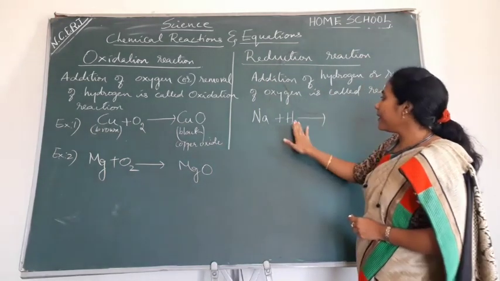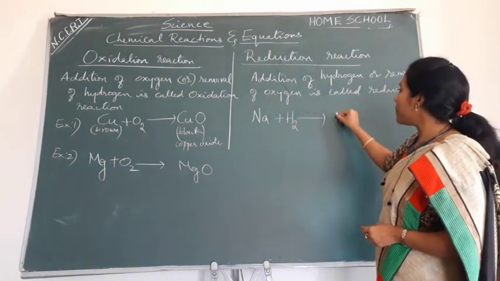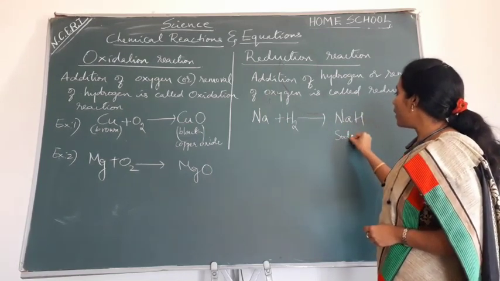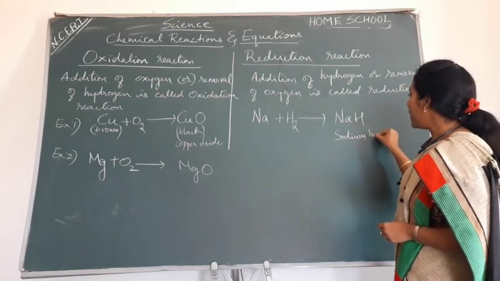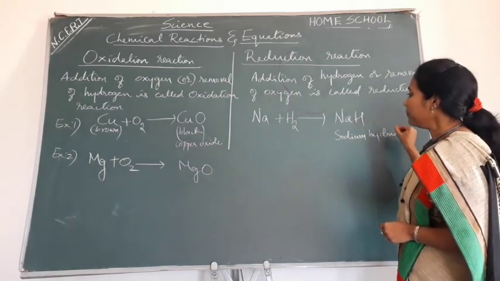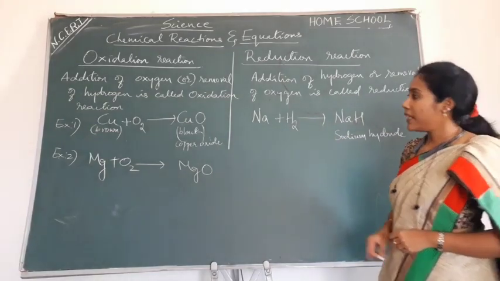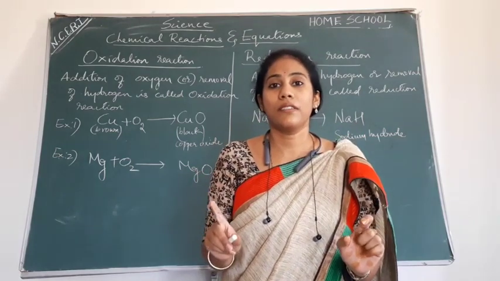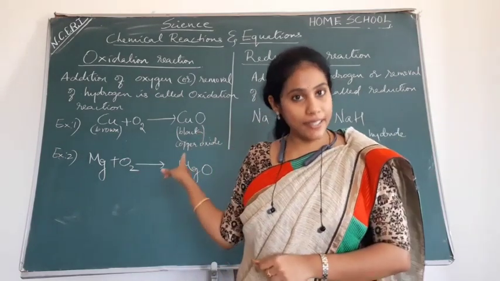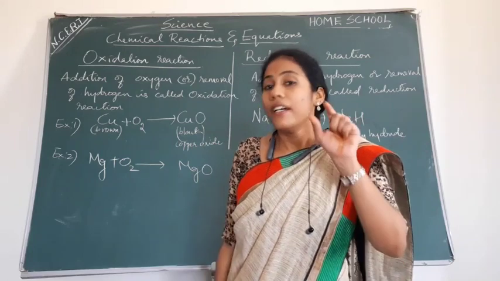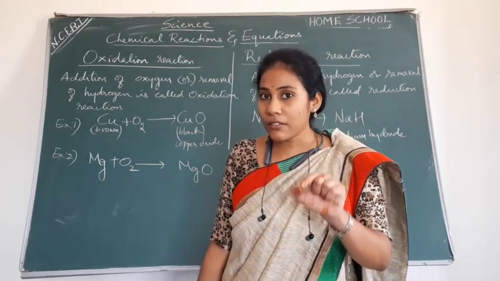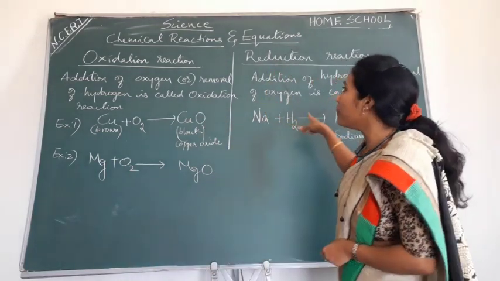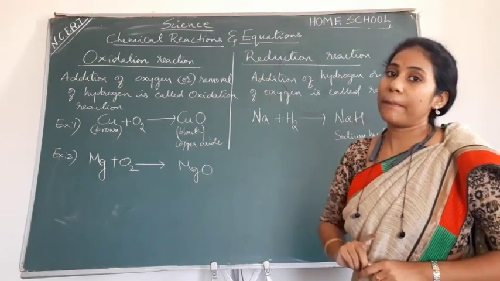So, I am adding hydrogen to sodium. I will get the product NaH. Sodium hydride. We will call this product sodium hydride. How do you balance this equation? Every equation that you write in your notebook has to be balanced. Even if I forget balancing here, in your notebook you should analyze and balance the equation. And whatever is written on the board, you should note it down in your book compulsorily.